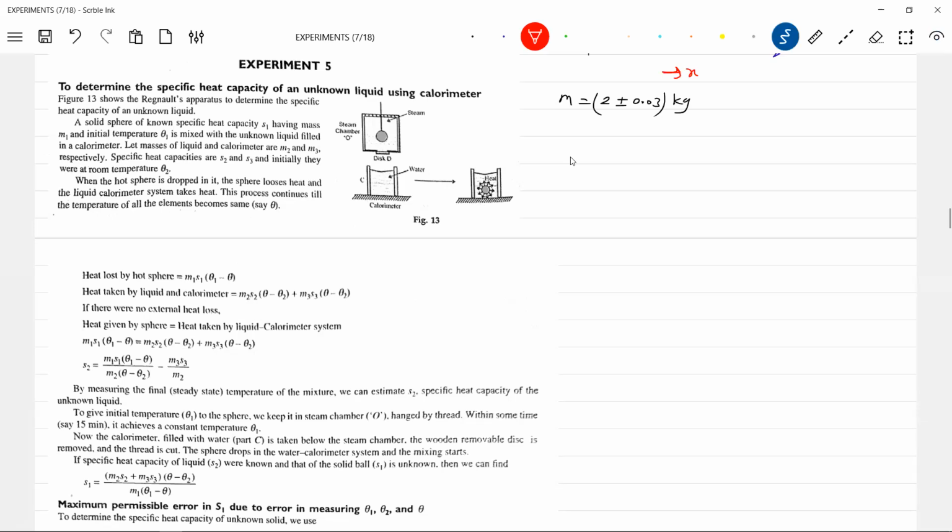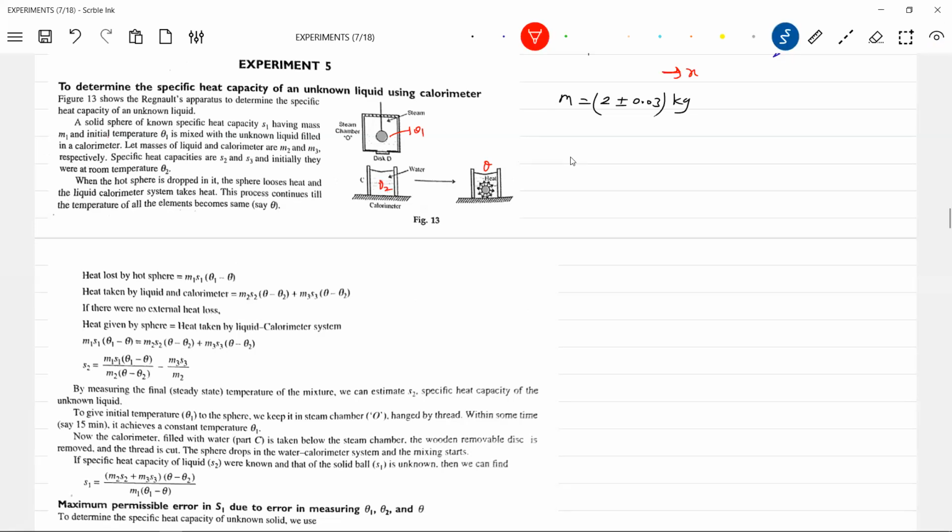Will indicate in the diagram. Having mass and initial temperature θ1. Okay, this is θ1. With unknown liquid filled in calorimeter, let mass of liquid and calorimeter be M2, M3. Okay, this is θ2. Okay, final temperature is θ. I think this is very important.